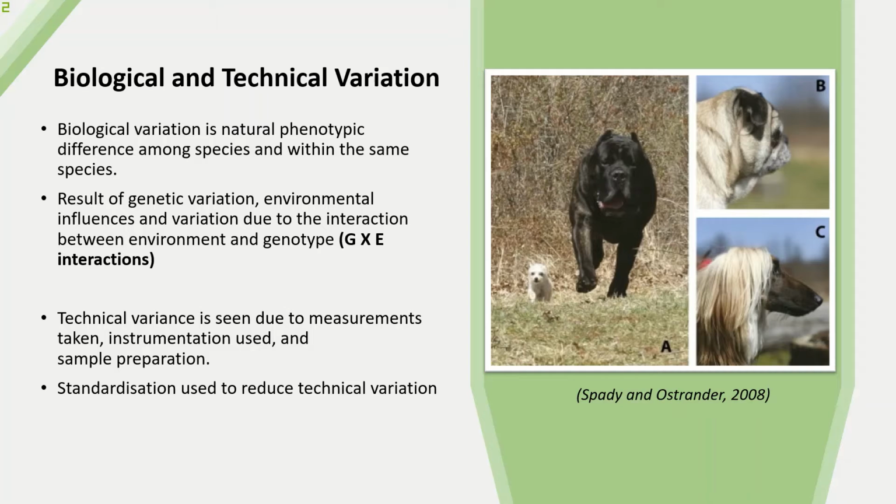Technical variation occurs due to measurements taken, instrumentation used, and sample preparation, so variability results from systematic and/or random errors, which may be reduced by standardization of experiments.